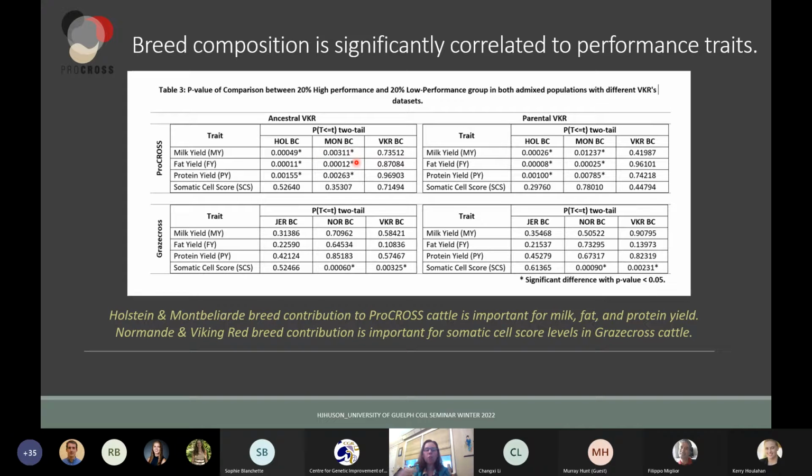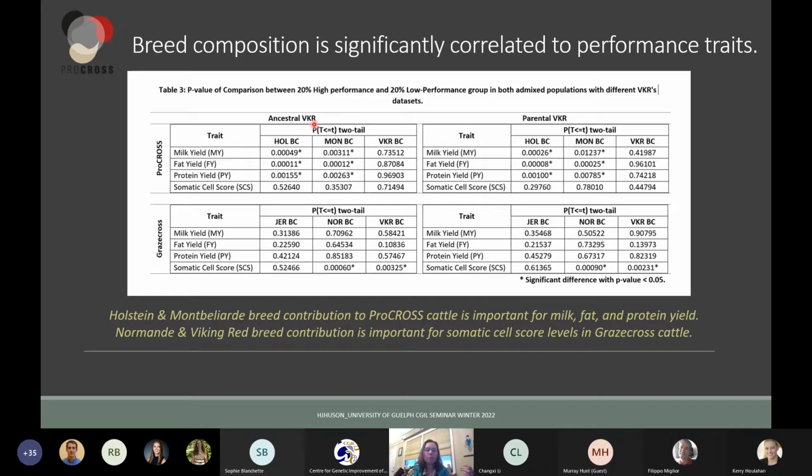So for pro-cross, the amount of breed composition of the Holstein and the Montbéliard, where you see the asterisks, that was important for milk, fat, and protein in the pro-cross. And the breed composition amounts of the Normandy and the Viking Red was significantly associated with elite performance versus poor performance in somatic cell score. So breed composition played a significant role in relationship to traits of interest.